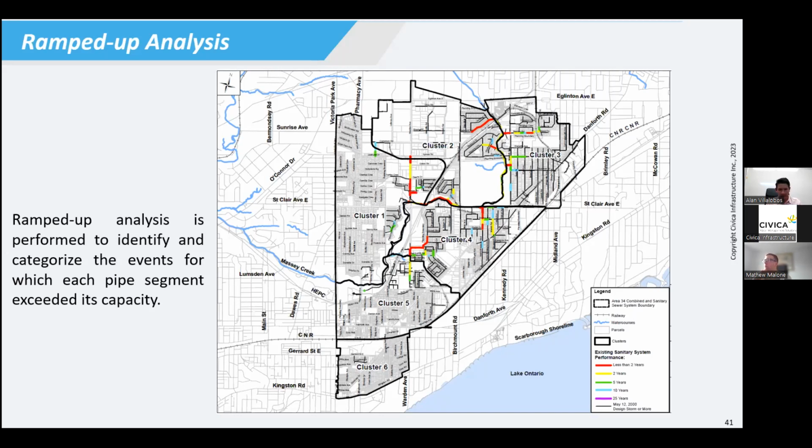So if you see a pipe in red, it means that it has capacity for less than 2 years, meaning that starting at the 2-year event, it starts acting as a bottleneck. A yellow pipe means that starting at the 5-year event, it starts acting as a bottleneck, so it has capacity up to the 2-year event, and so on. You have the legend there at the bottom, so you see the pipe capacity.